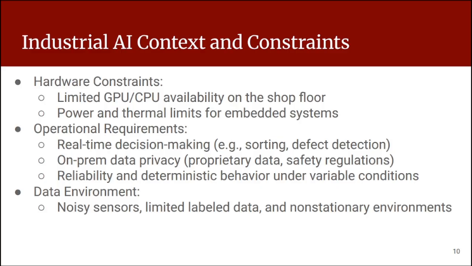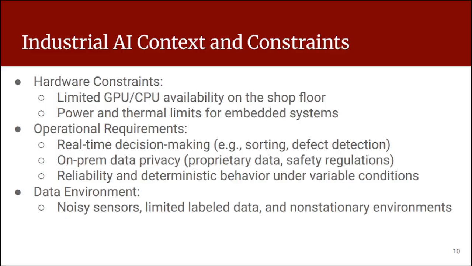There are going to be power limits, thermal limits for embedded systems that are on the floor. Operational requirements: oftentimes, machines need to be able to make real-time decisions. This is going to require real low latency that you can't necessarily get with cloud-based applications. On-premises data privacy, protecting any proprietary information.